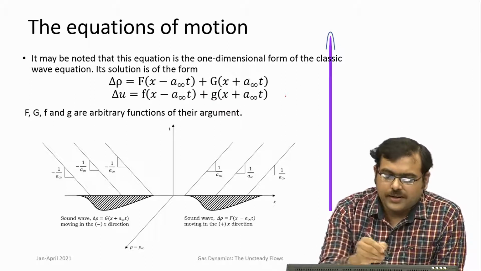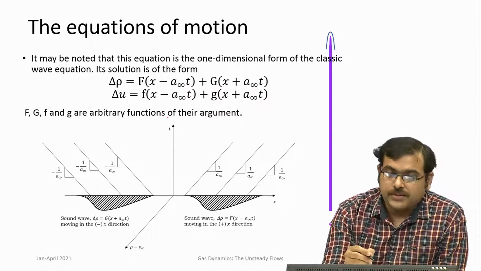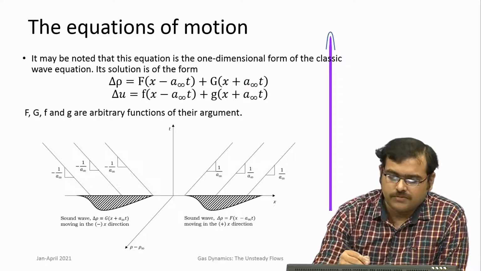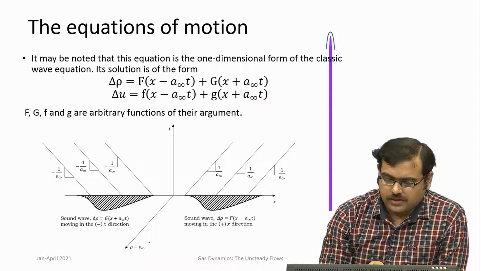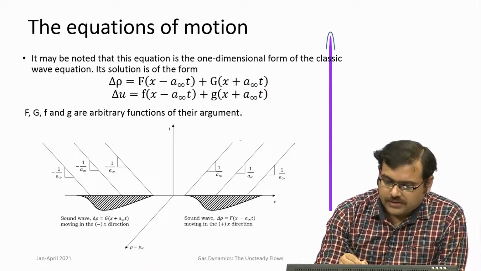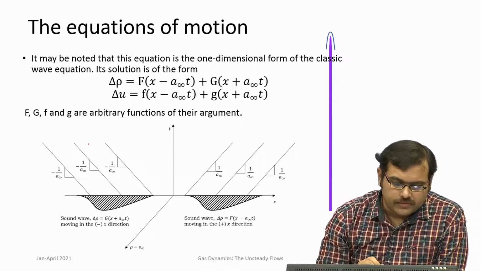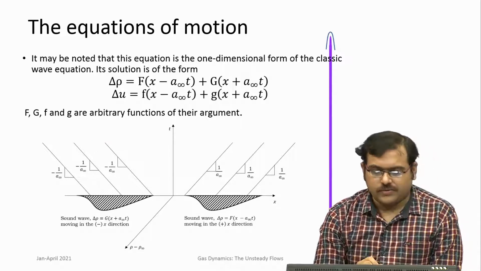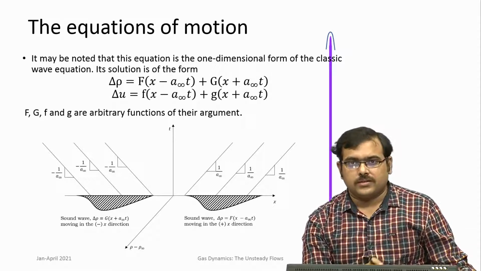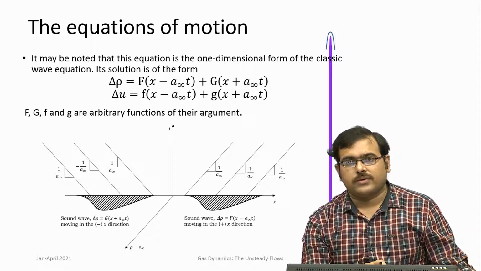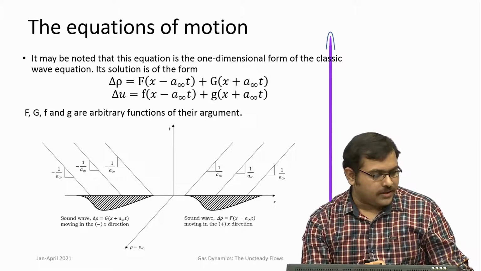So, x minus a infinity t and x plus a infinity t represent the directions of propagation of an initial disturbance. That is given over here, you can see. So, this is the initial propagation, and they move in this direction. So, you can write down these solutions. This is the normal wave equation that is linear and solved in classes.